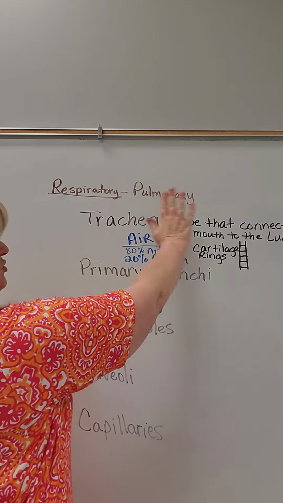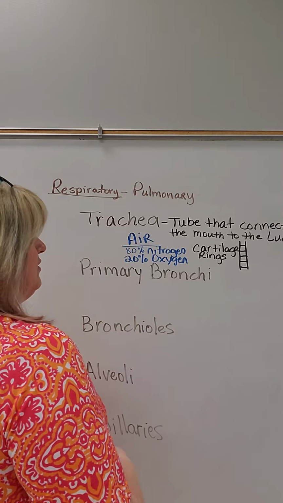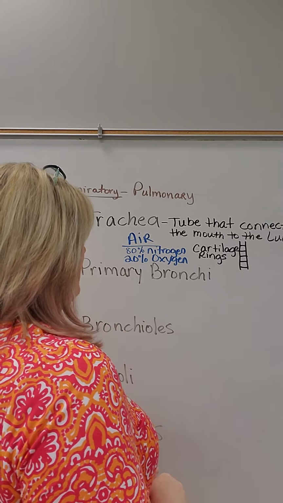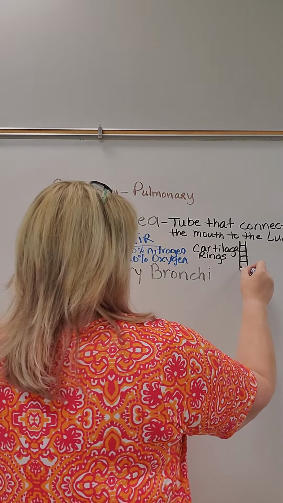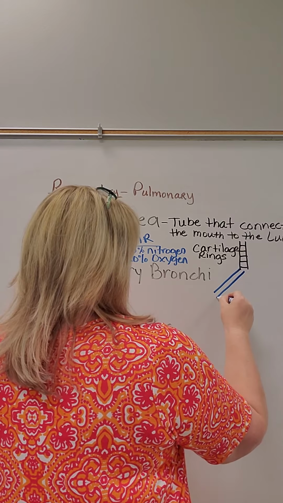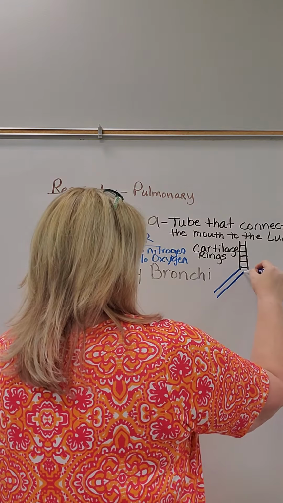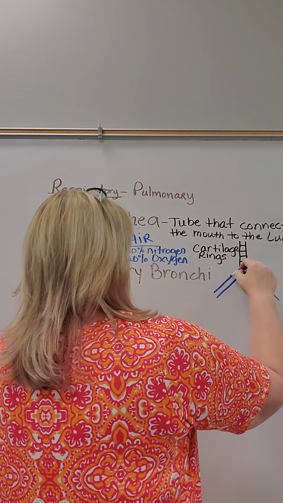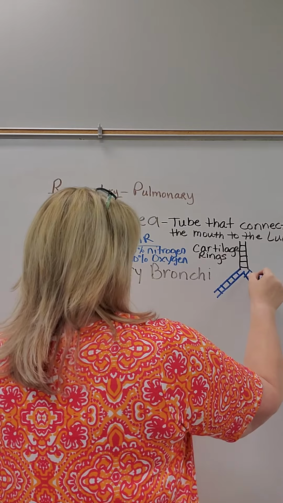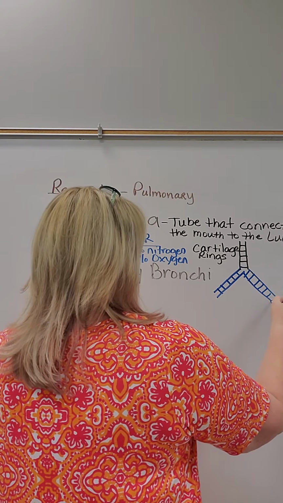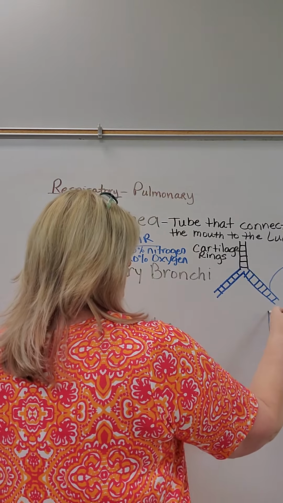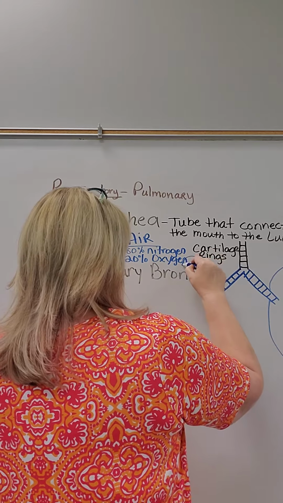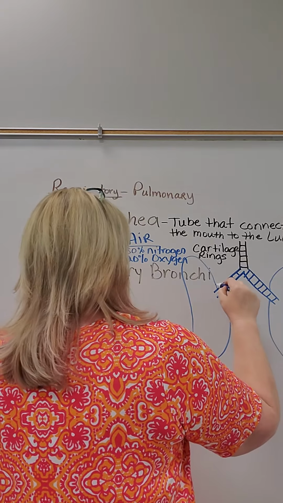Okay, so trachea brings in air to the lungs. In order to get down to the lung, we have to split. So this trachea divides into right and left sections. Again, still has those rings. But these primary bronchi actually feed right into the lung.